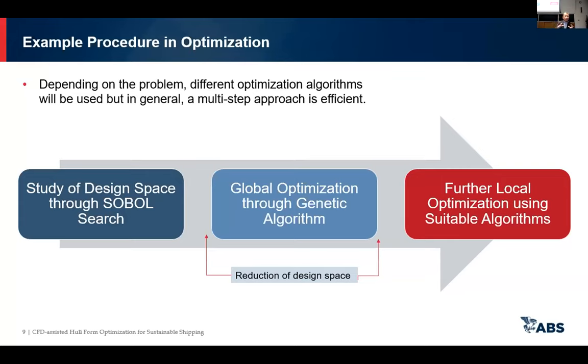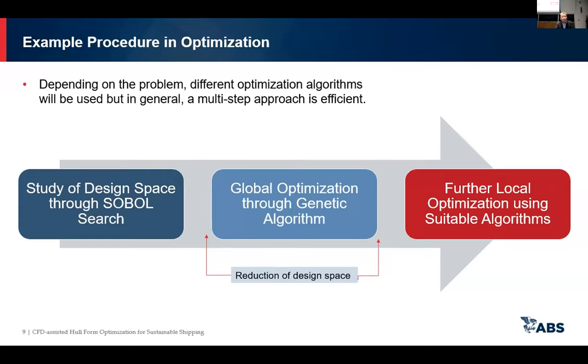The goal is, it's impossible to visualize a multi-dimensional design space, but if you do this, then you can get a better idea of the trend between two sets of design variables, or maybe three sets of design variables. And then you can have an idea that maybe the optimal design should be present somewhere here rather than here. So that's why we always start from Sobol search.